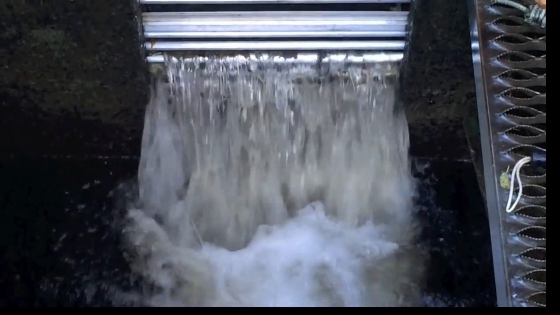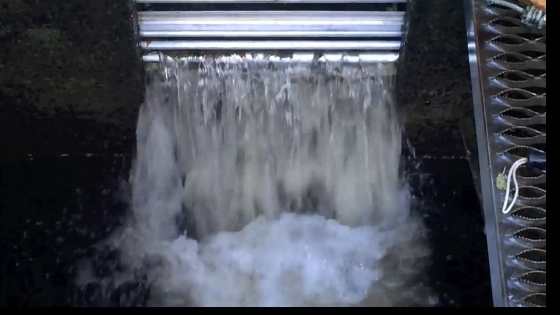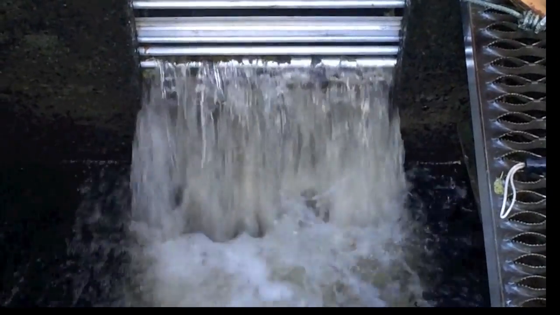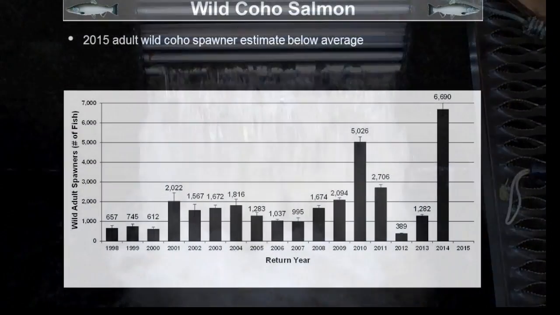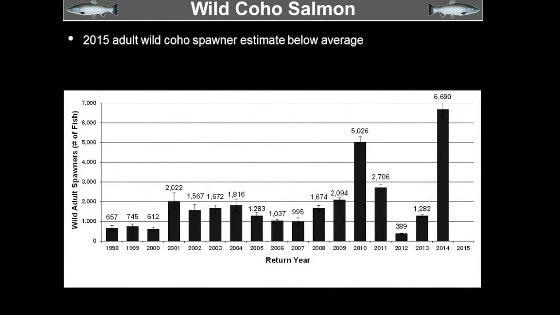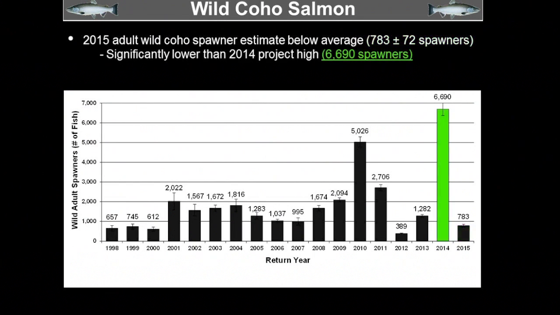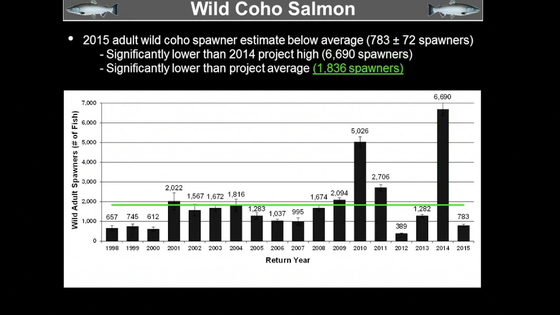With the majority of the coho run passing through the Waterhouse Falls adult trap, we were able to make an accurate estimate of spawners in the basin. The 2015 adult wild coho spawner estimate was below average, as 783 fish were estimated to have spawned in the basin upstream of Waterhouse Falls, significantly lower than the project high of nearly 7,000 spawners in 2014, and also significantly lower than the project average of approximately 1,800 spawners.